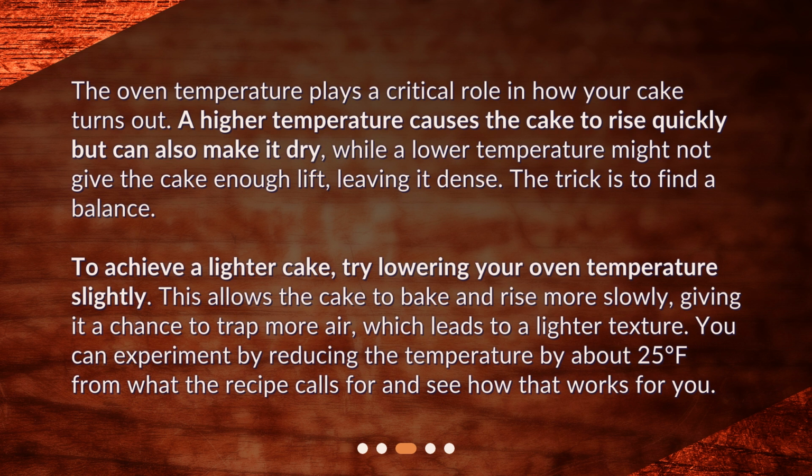To achieve a lighter cake, try lowering your oven temperature slightly. This allows the cake to bake and rise more slowly, giving it a chance to trap more air, which leads to a lighter texture. You can experiment by reducing the temperature by about 25 degrees Fahrenheit from what the recipe calls for and see how that works for you.